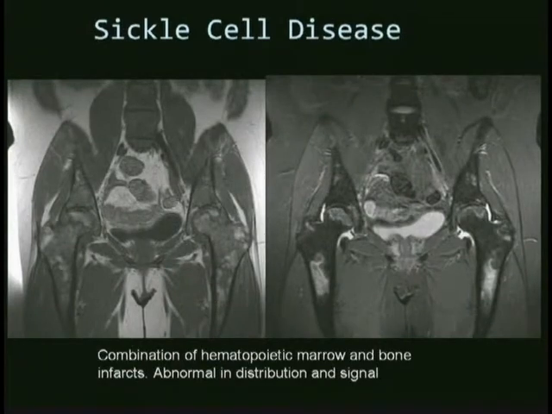So this is a patient with sickle cell disease, and you can see on this coronal T1 the marrow appears very dark, and that's due to a combination of hematopoietic red marrow and bone infarcts. And you can see on the T2 weighted sequences the multiple bone infarcts.